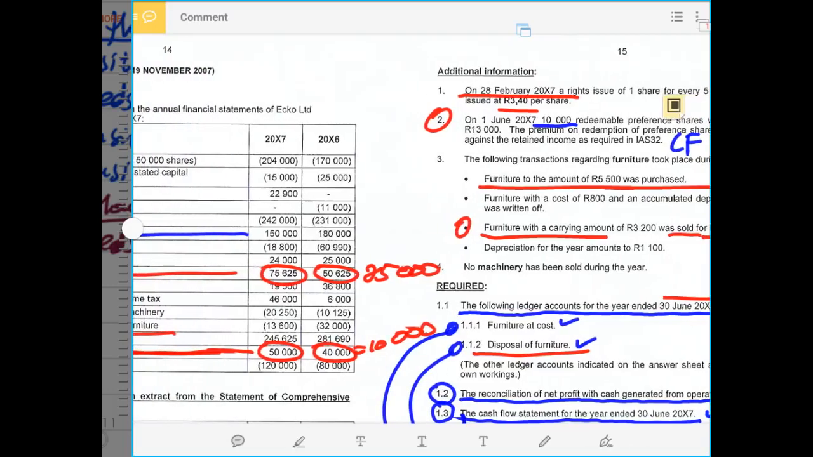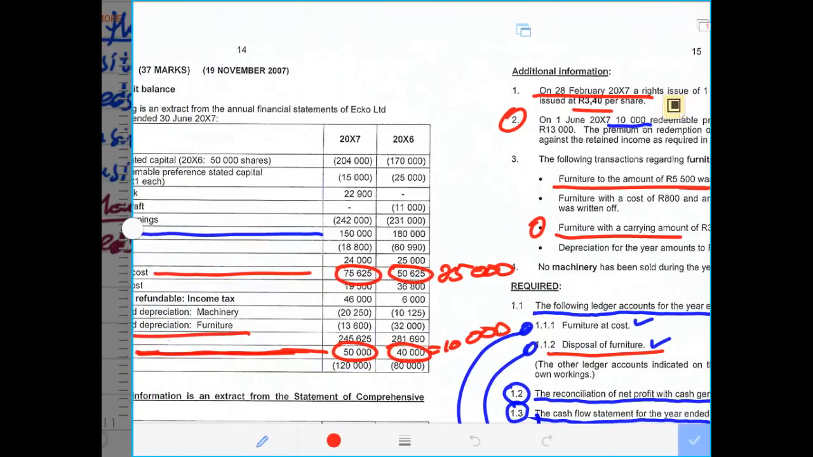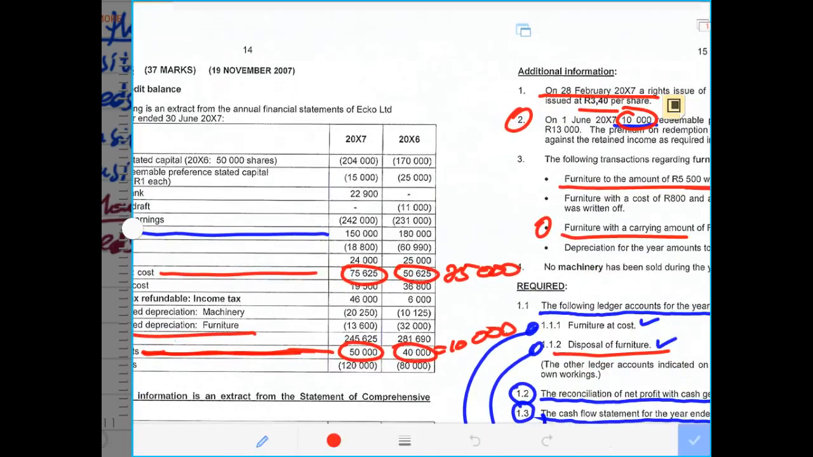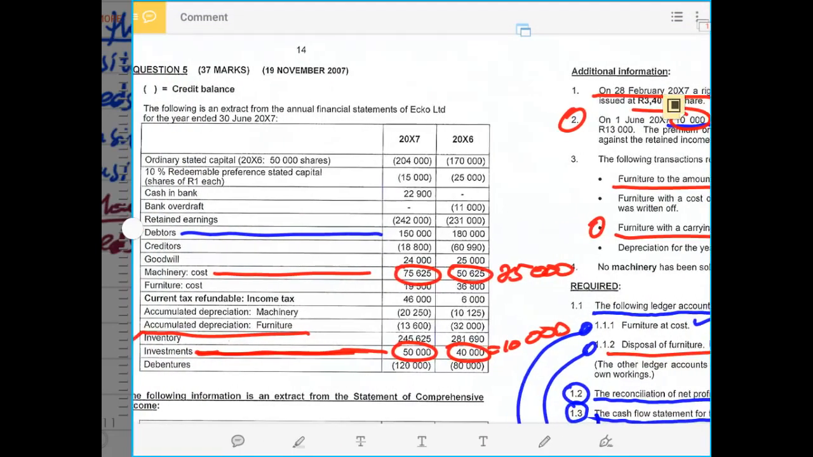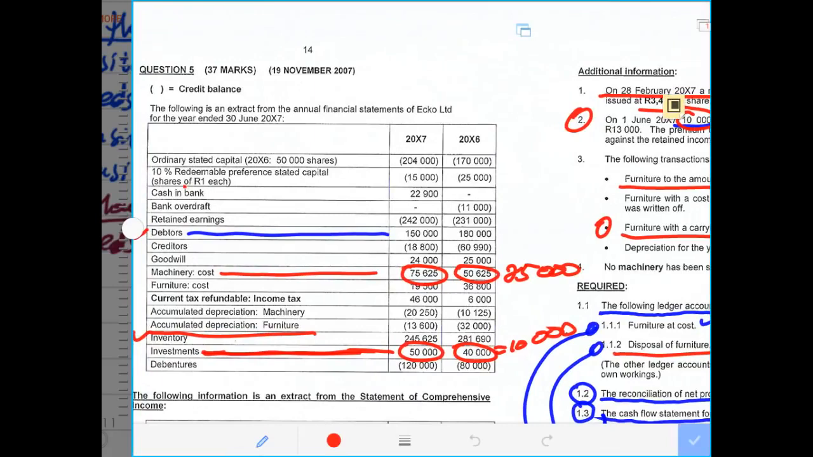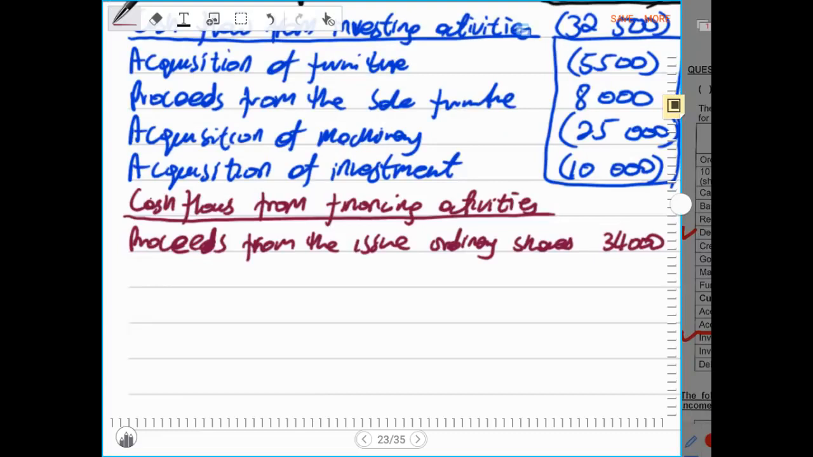In this case, we say that 10,000 preference shares were redeemed, and these preference shares were issued at 1 Rand. So if these shares were issued at 1 Rand, they were supposed to be redeemed at 1 Rand times 10,000, which will give us 10,000 preference capital that was redeemed. However, now there is already 13,000, indicating that 3,000 was the premium on the redemption of preferences. However, the full amount was paid. Therefore, we write that as redemption of preferences under financing activities.